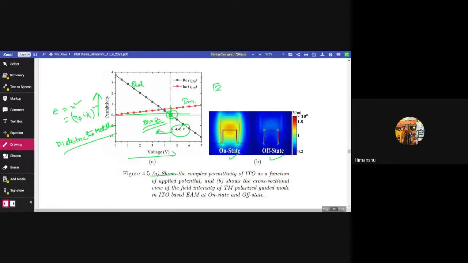And coming to 4.5b, it shows the on-state and off-state of the device. It means whenever the potential, 4.45 volt, is applied to the ITO material, the phase of the material changes from a dielectric to a metallic state. When it changes from dielectric to metallic, the light is absorbed by the plasmonic material, which is ITO in this case, at off-state. So most of the light, or maximum light we can say, is absorbed at off-state whenever a potential is applied. However, when no potential is applied, which is termed as on-state, maximum light is allowed to pass through the waveguide, which is indicated in on-state in figure 4.5b.